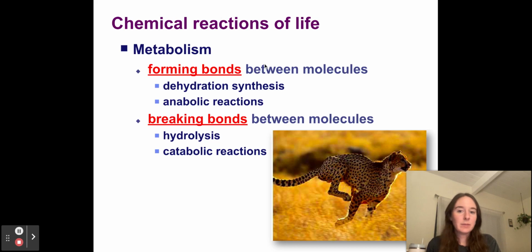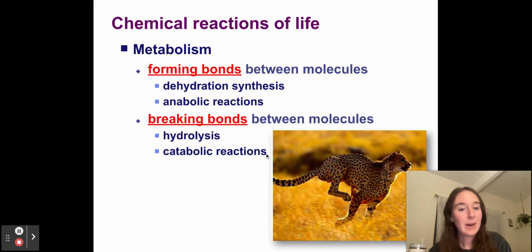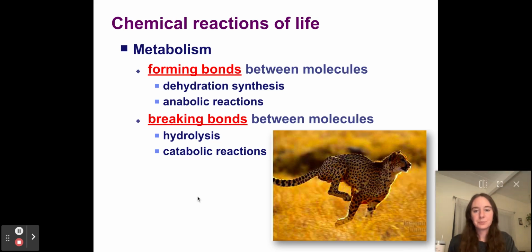Or metabolism can be breaking bonds, catabolic reactions. And an example of this from Unit 1 is hydrolysis. So using water, supplying a molecule with water and breaking apart those molecules, is called catabolism, or breaking apart. So these are words you're going to want to memorize. And once again, these reactions work together. So when we eat our food, we are breaking bonds. We are hydrolyzing bonds. So if we eat glucose, we're breaking apart the bonds of glucose. And we're using that energy to form new molecules like proteins.